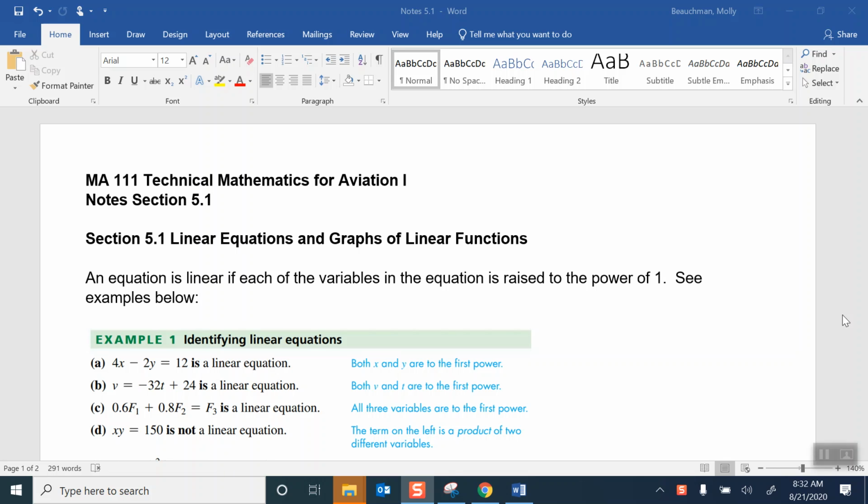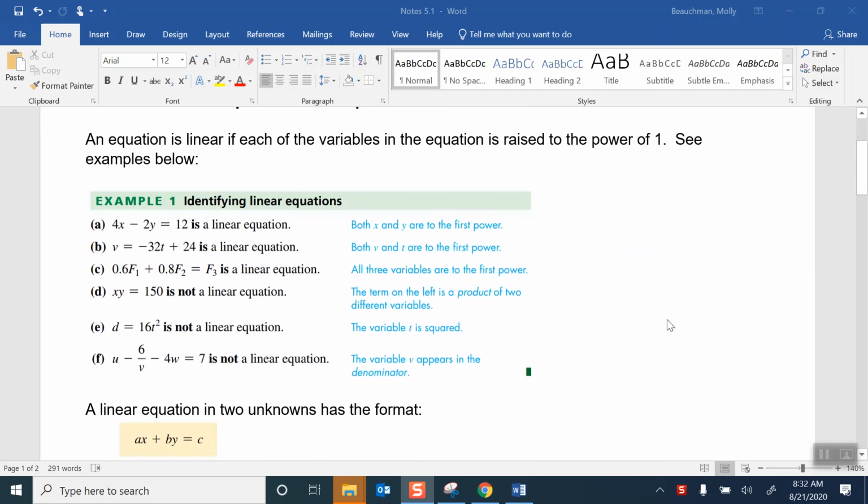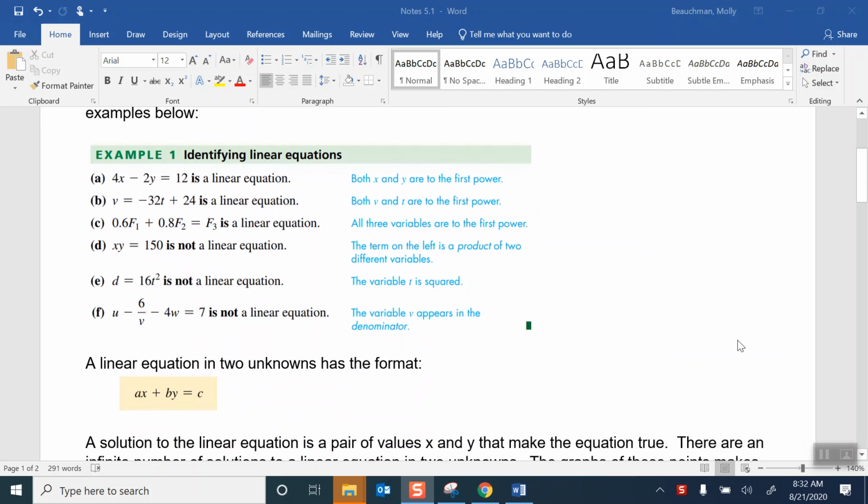In this video, we'll take a look at section 5.1, linear equations and graphs of linear functions. An equation is linear if each of the variables in the equation is raised to the power of 1. We've got some examples below. We'll take a minute and look at each example.